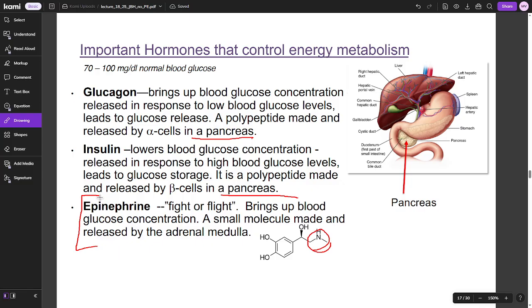So to summarize, glucagon stimulates the release of glucose into the blood, insulin triggers the storage of glucose, and epinephrine also triggers the release of glucose into the blood. These two are released by the pancreas, and this is released by the adrenal medulla. I don't think you have to know that it's released by the adrenal medulla, but you do have to know what epinephrine is.